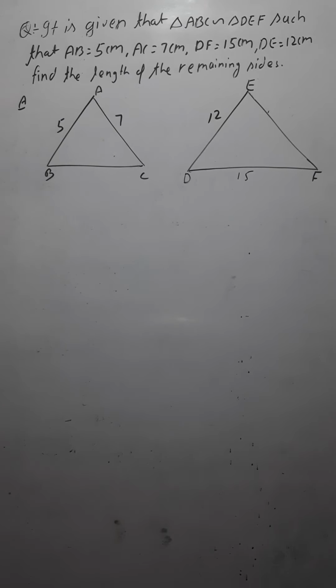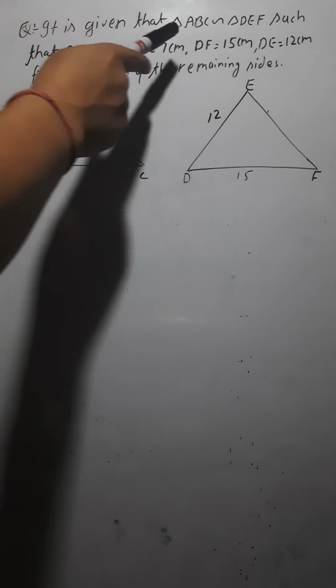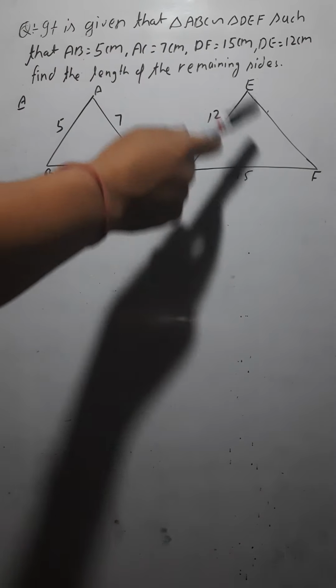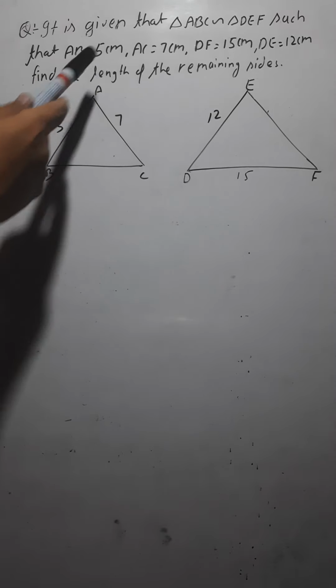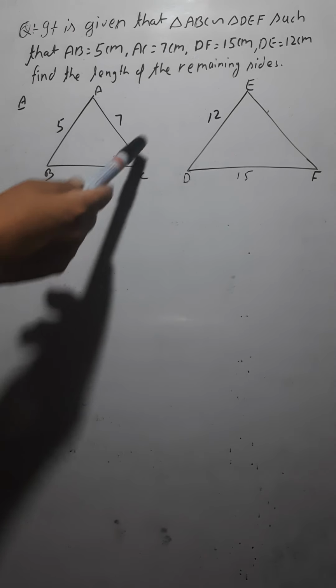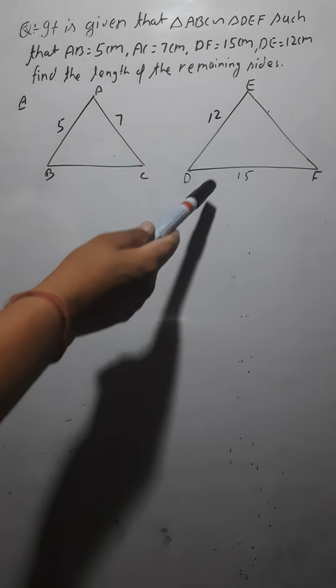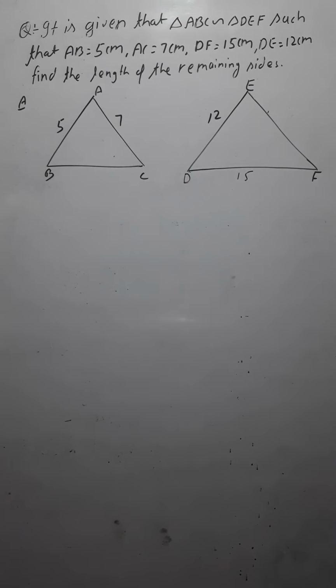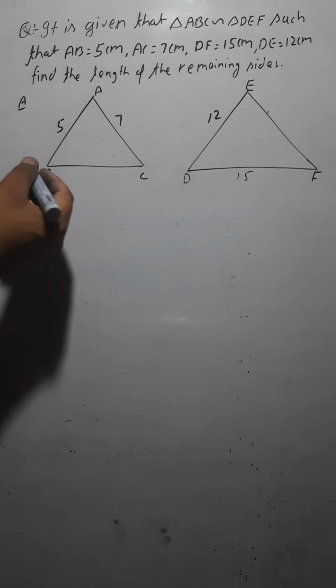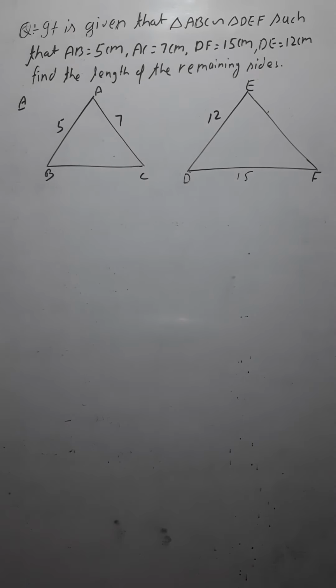Now this is the next question here. Question is, it is given that triangle ABC and triangle DEF are both similar to each other such that AB is equal to 5 centimeter, AC is 7 centimeter, DF is 15 and DE is 12 centimeter. Find the length of the remaining sides. So two sides are unknown here. First one is this and second one this. So how would you solve this?